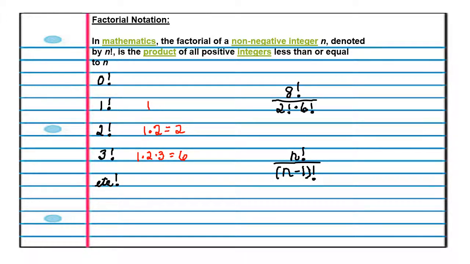So if, for instance, we had 6 factorial, it would just be 1 times 2 times 3 times 4 times 5 times 6. You can actually find it in your calculator. It can do it for you. Now what's interesting is that 0 factorial actually also equals 1. Because it's all about the products. It's the first product, so therefore it's 1. Kind of bizarre, but it is.